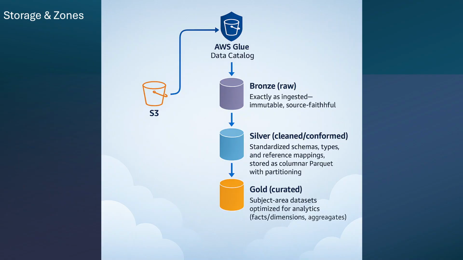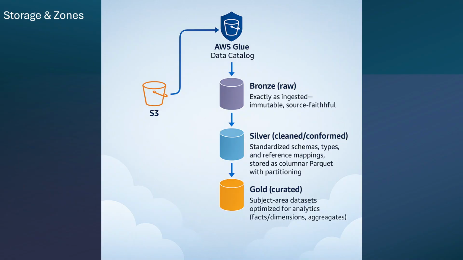In the bronze zone, we store data exactly as it arrived: raw, append only, and time-stamped. We never modify or delete from bronze. If we need to reprocess, we can always return to this ground truth copy. This approach protects traceability and meets audit requirements.